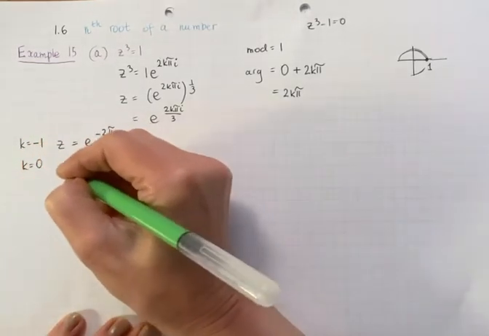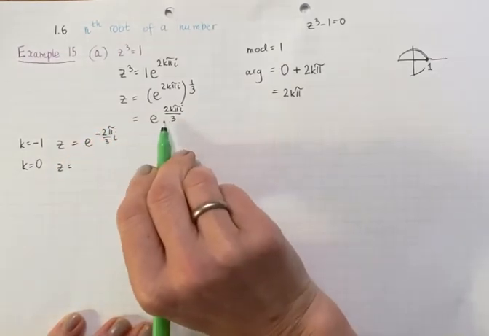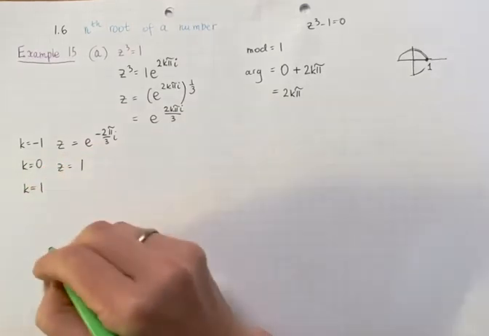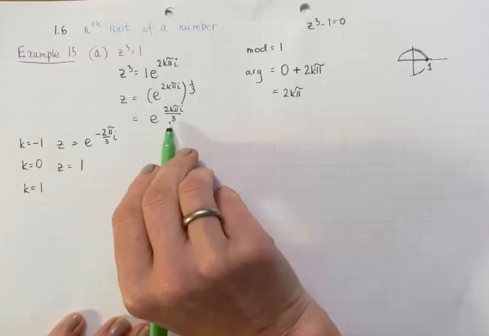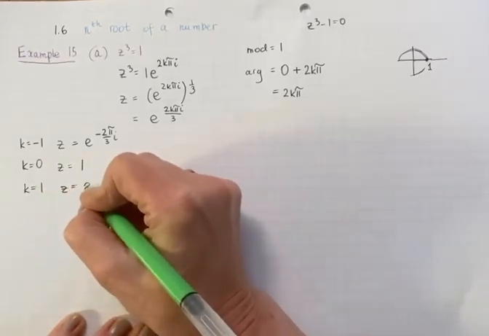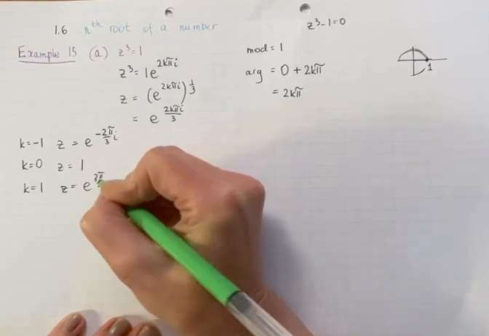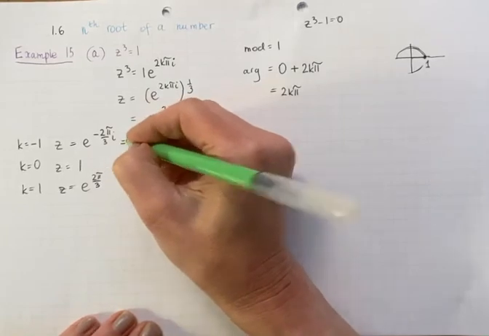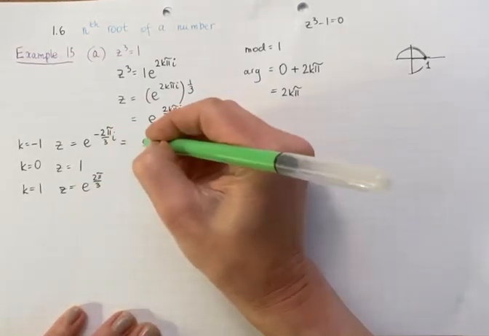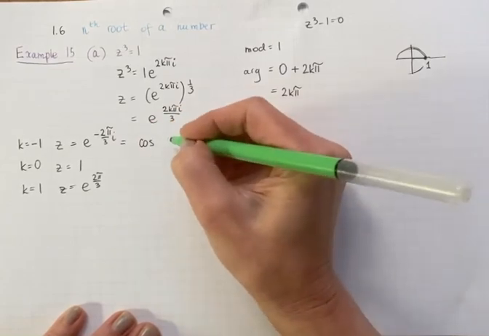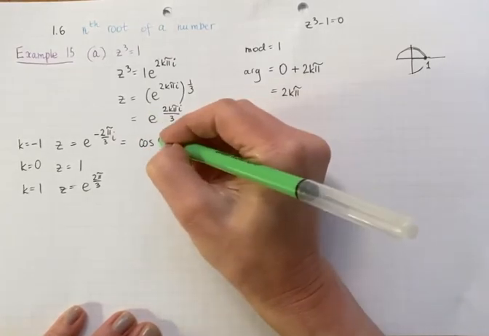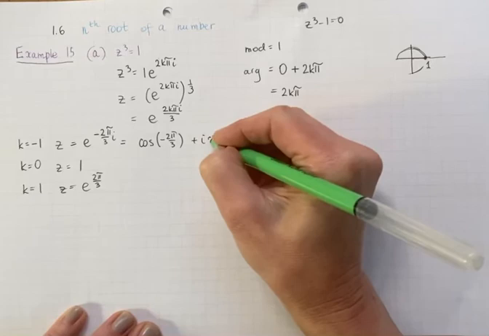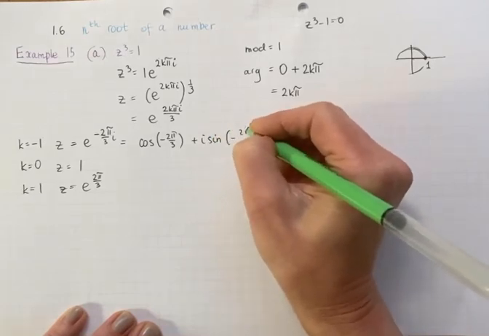Then if you substitute 0, that gives e to the power of 0, which is 1. And when you put k equals 1, you're going to have 2 pi over 3. So z is equal to e to the power of 2 pi over 3. Since the question does not specify which form to give the answer, let's write all three forms out. Here we substitute into the modulus argument form: cos minus 2 pi thirds plus i sine minus 2 pi thirds.